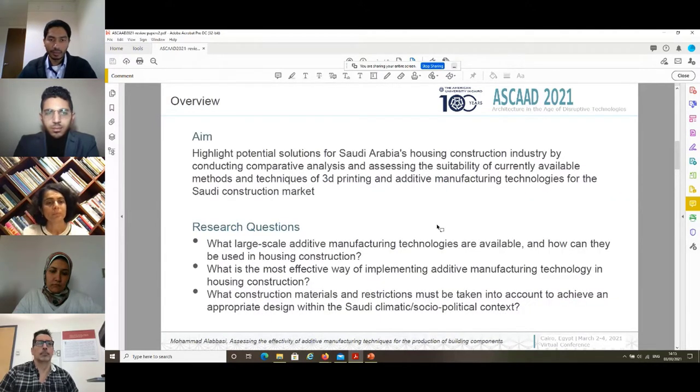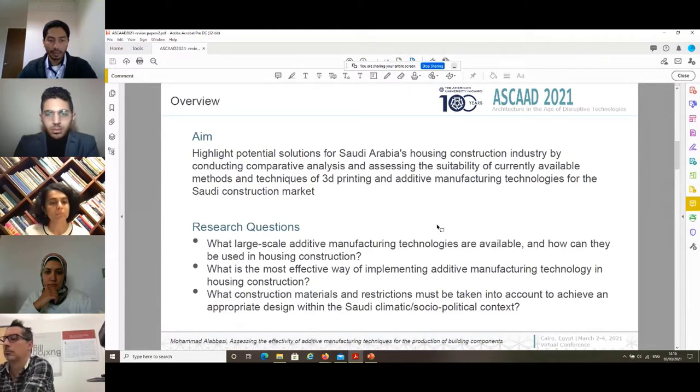The aim of this paper is to find out the best way to adapt 3D concrete printing technologies to the current Saudi construction setting. The research questions include first, what large-scale additive manufacturing technologies are available and how can they be used in housing construction? Second, what is the most effective way of implementing additive manufacturing technology in housing construction? The third question, what construction materials and restrictions must be taken into account to achieve an appropriate design within the Saudi climatic and socio-political context?